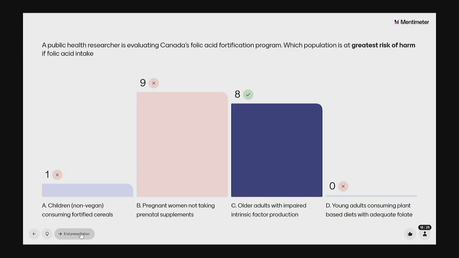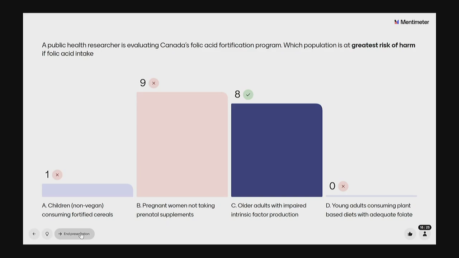Okay, so the correct response is C. Why is it not B? It's not B because pregnant women not taking prenatal supplements are actually the ones who would be helped if folic acid intake levels are high, right? Because women in their reproductive ages usually have higher needs, and that need has to be met so we can avoid neural tube defects, okay?